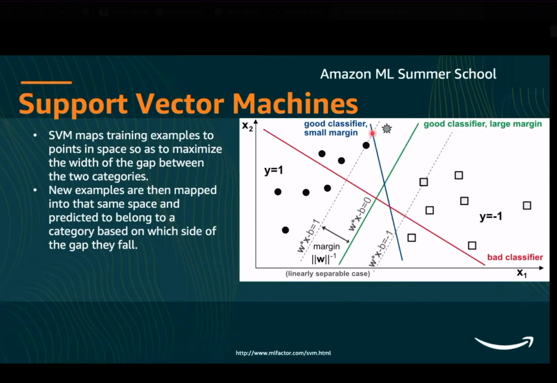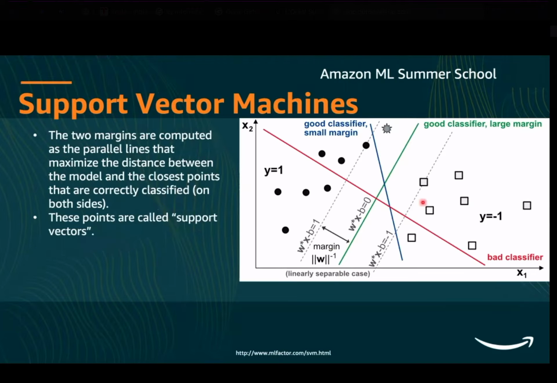The blue line is a decent classifier because it separates the two. The green line is also a decent classifier because it separates the two. However, if you consider this gray test point, the blue line will make a wrong decision. But just on visual inspection, you'll see that this belongs to the positive class. So the green one actually classifies them the best.